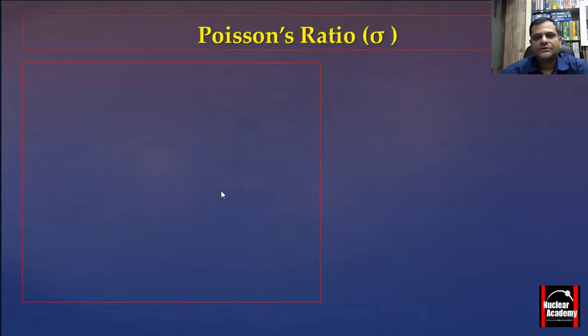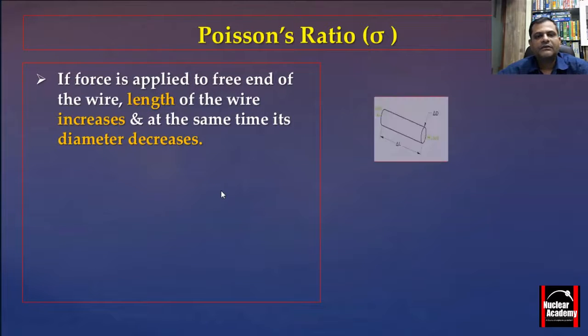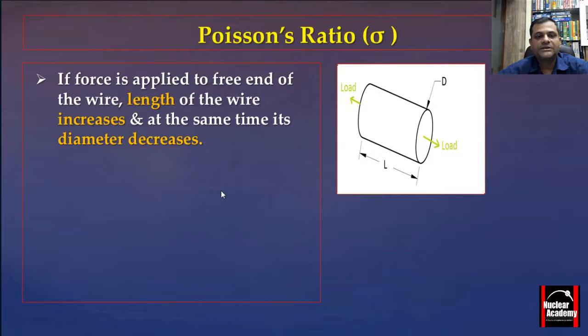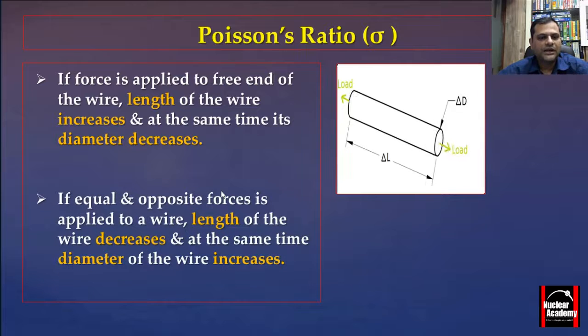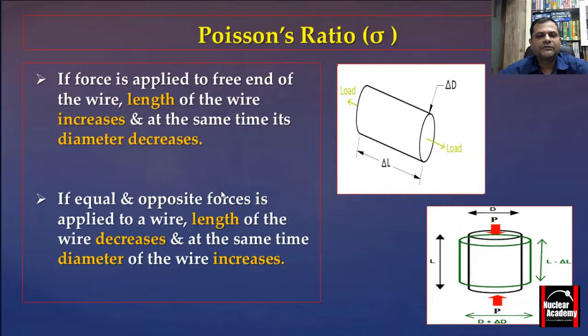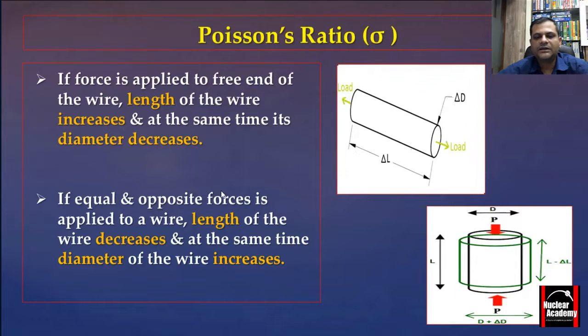Next is Poisson's ratio, which is denoted by sigma. We know that whenever force is applied on the free end of the wire, the length of the wire increases. At the same time, its diameter decreases. On the other hand, if an equal and opposite force is applied on the wire, the length of the wire decreases and at the same time the diameter of the wire increases.